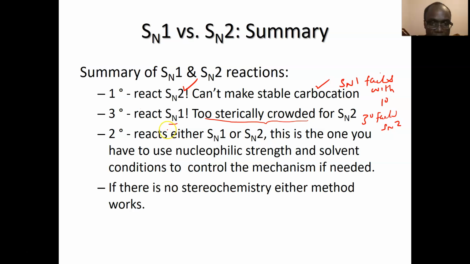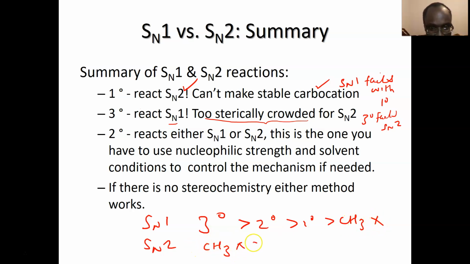Secondary can react either with SN1 or SN2, because if you were to do the ranking for SN1 and SN2, SN1 goes like this, up to methyl, and SN2 will go like this. So you see, the secondary is right in the middle. If there's no stereochemistry, either method works. Of course, if there's no stereochemistry, then you don't expect racemization. But again, this would be further into the topic that we will not get into. This is survey organic.